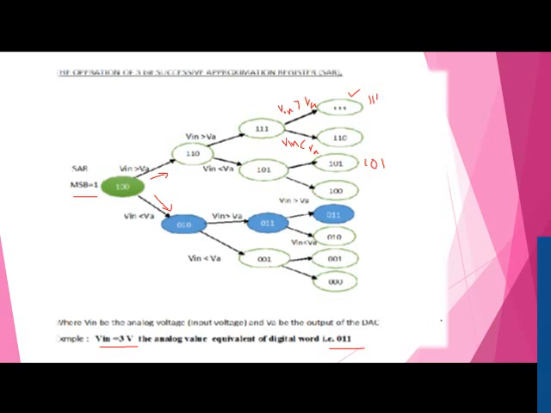And here continue for this 0 1 1. Then when Vin is greater than VA, what happens? The next bit is not set. That's as it is, 0 1 1. If Vin is less than VA, then the last LS bit is set to 0, that is 0 1 0.